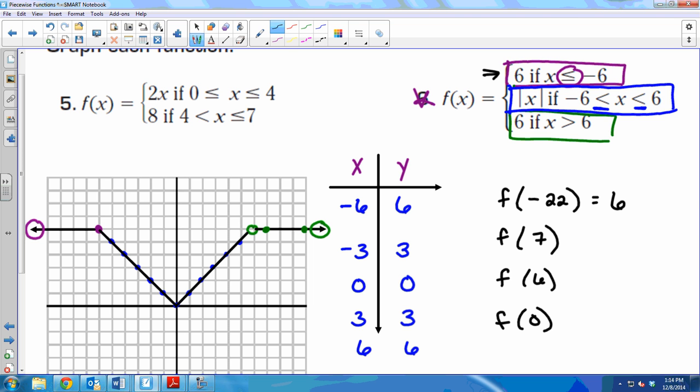What about 7? Also 6. It's in the bottom function, right? What about at 6? It's not included in any of them, so this point does not exist. It's like a hole in our graph. It's a hole. And then what about at 0? What interval does that go into? The middle one, and so the absolute value of 0 is 0. Does that make sense? Yes?